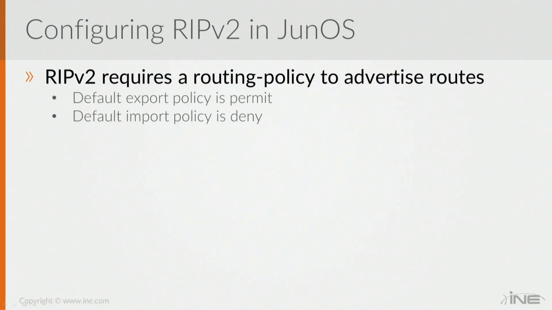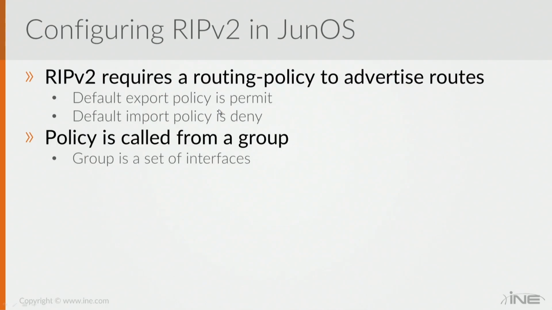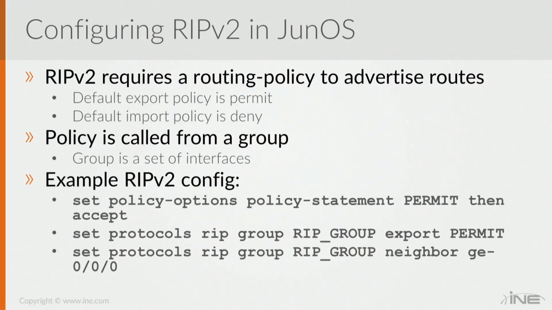Let's take a look at this on the CLI first. Now, when you go to actually do the configuration, the routing policy is going to be called from a group. A group is basically a set of interfaces. So one of the most basic configs here would be to create a policy that says we're going to permit everything. So it's not matching anything. The only thing it's doing is saying to accept the routes.